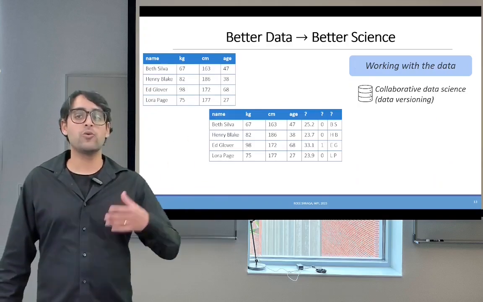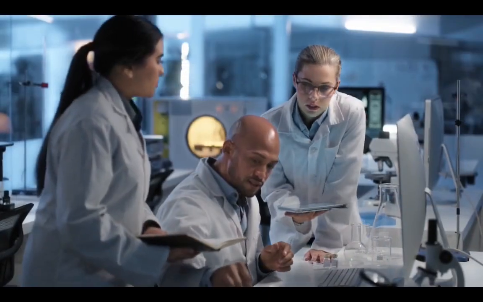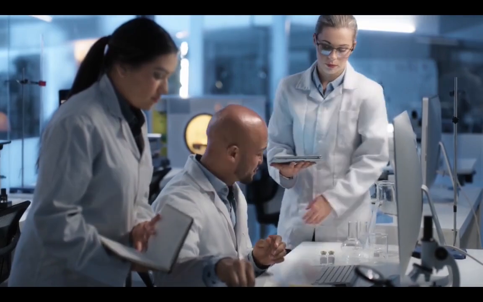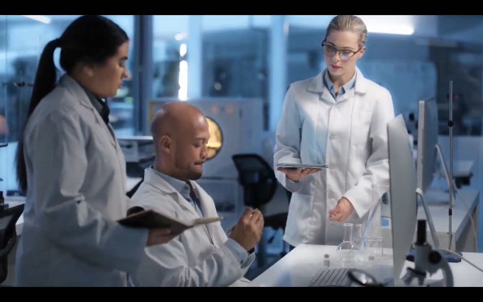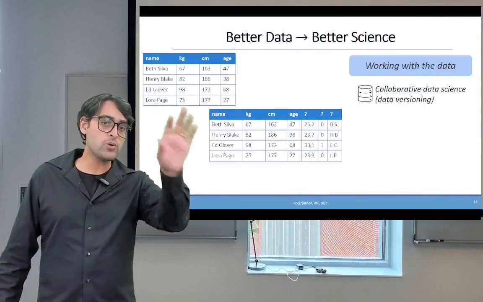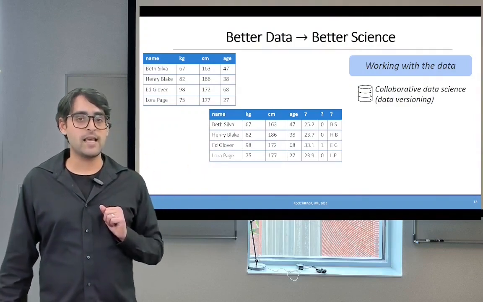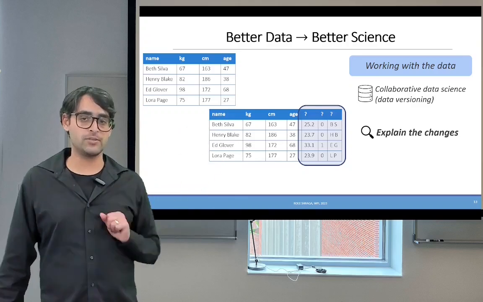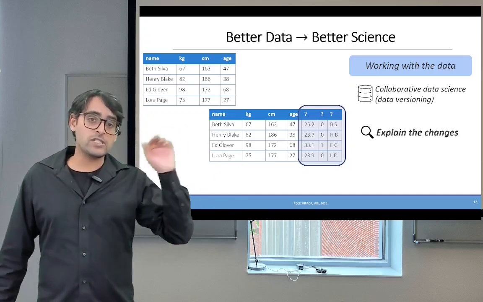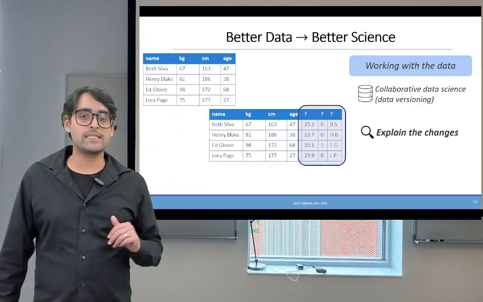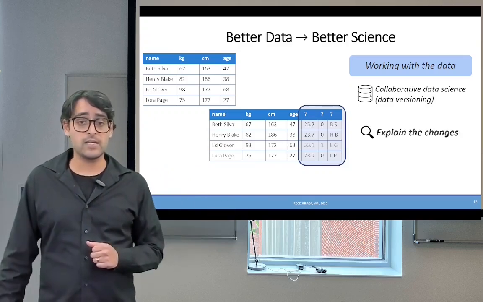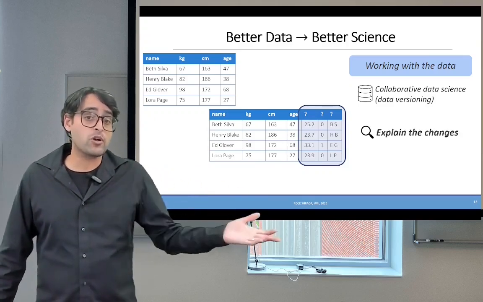Another interesting research that we have is looking at how people work with the data. Specifically here, we look at collaborative data science. Assume that we have the same data set as before that was used by the scientists, and they created 3 new columns. While another set of scientists look at this data set, they don't know what happened to the data. Specifically, we see 3 more columns.